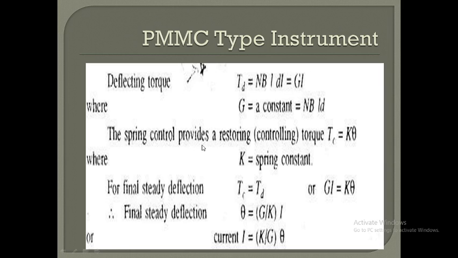Next, spring control provides a restoring torque, that is TC is directly proportional to theta. So TC is equal to K theta, where K is the spring constant. For final steady deflection, TC is equal to TD. At that time theta is equal to G by K into I.